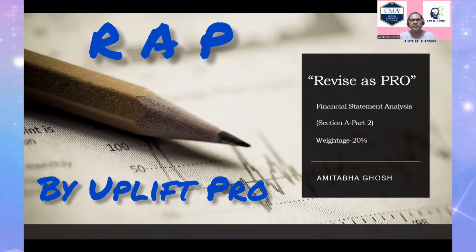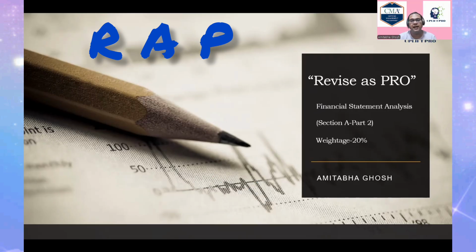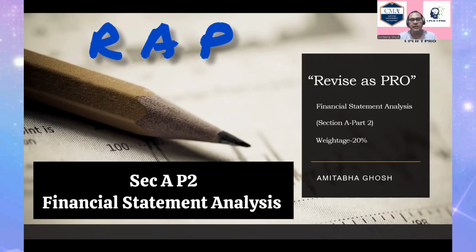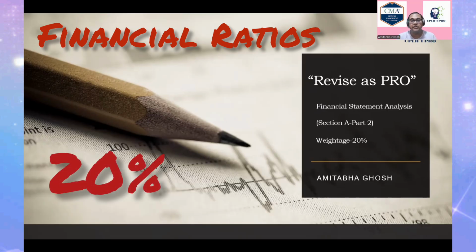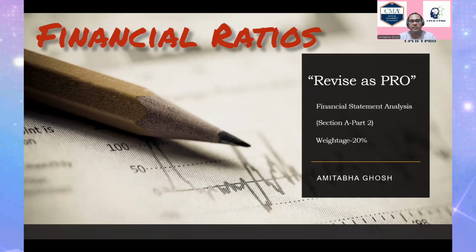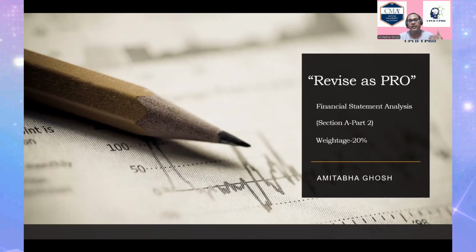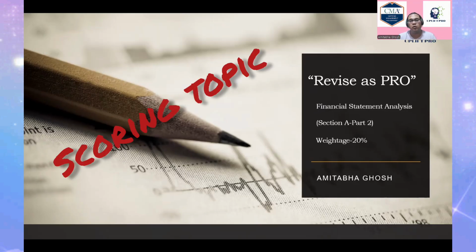In this session, we are going to discuss Section A, Part 2, that is financial statement analysis. And from that, we will cover the important aspect of financial ratios. This particular section has a weightage of 20%. So, definitely, it is important for the examination. And also, if you are very much clear about the concept, it is also high scoring in the exam.